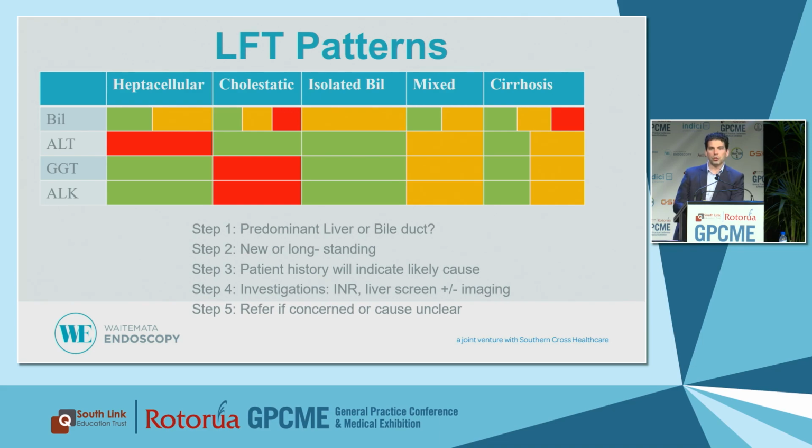You can get isolated bilirubin, pretty common. 5% of the population has Gilbert's disease. That can be due to hemolysis. They can't get rid of the bile from the blood cells. So if it's just the isolated bilirubin, you normally can ignore that. And most of the time what you'll end up with is mixed. So step one, is it a liver or bile duct problem? Is it a liver problem itself, or is it a bile duct problem?